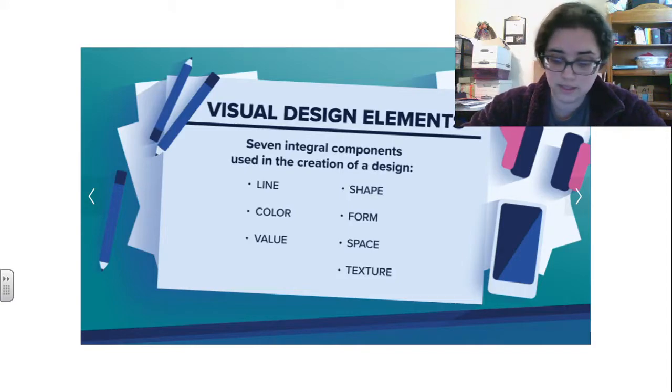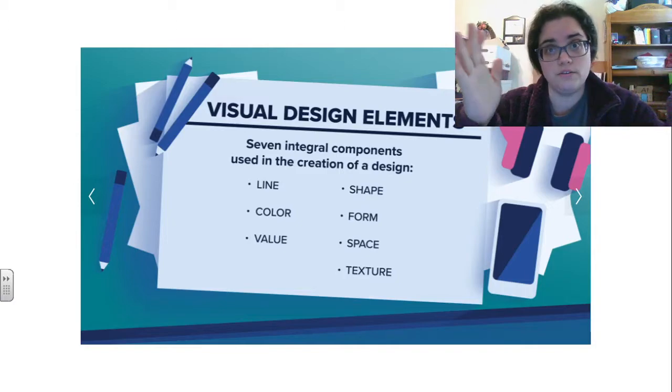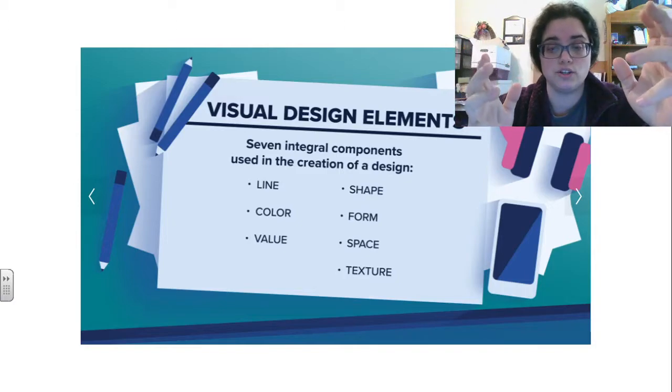So first, we're going to talk about 7 visual design elements. These are integral components used in creating a design. You've got line, color, value, shape, form, space, and texture.